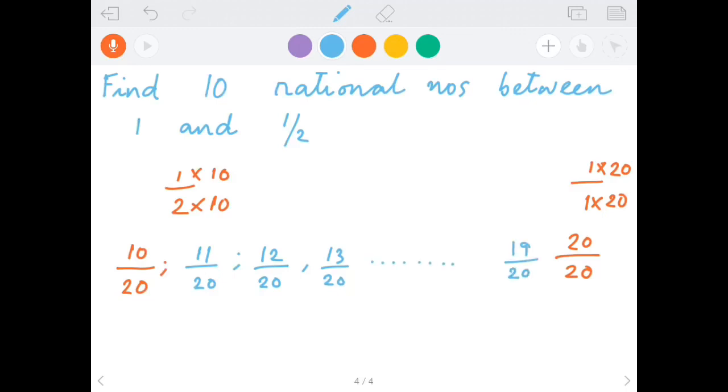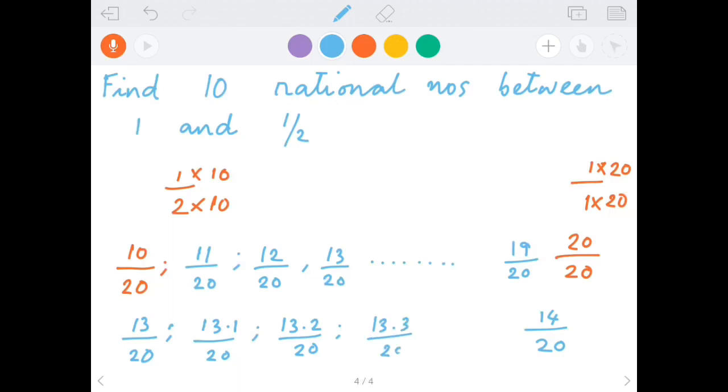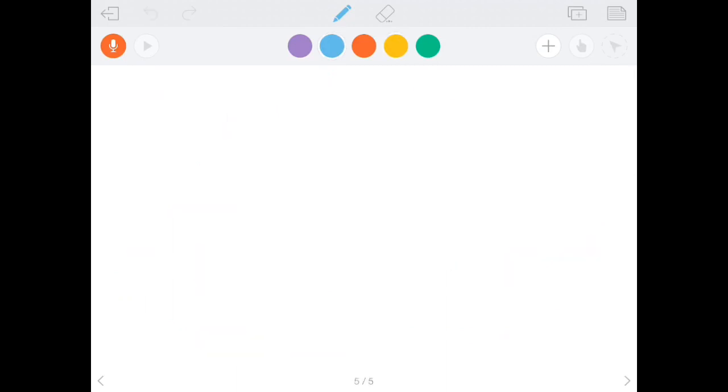And you know what? You can also insert further between 19 by 20 and 20 by 20 and make it as 19.1 by 20. Again, I am showing you an example here. Between 13 by 20 and 14 by 20, I can have 13.1 by 20, 13.2 by 20, 13.3 by 20, and so on. But there is one thing that I want you to keep in mind. Whenever you are following a method such as this, always keep it in its standard form, which means you need to pull out the decimals and then you will have to introduce an extra 0 in the denominator.